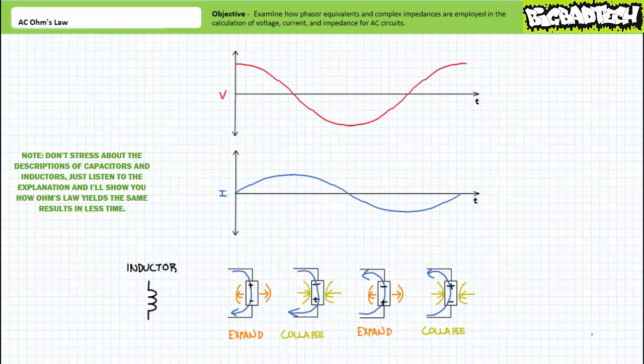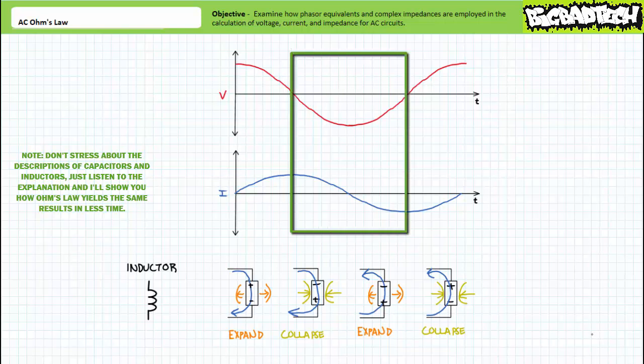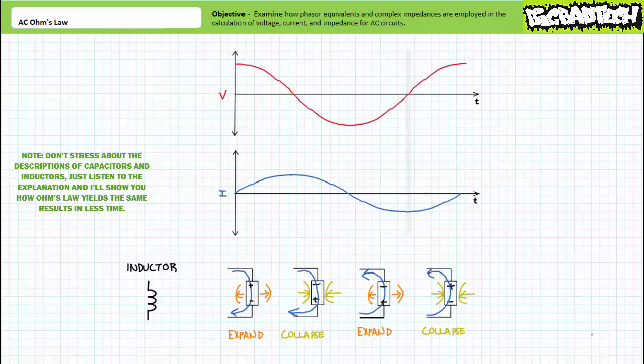Using this plot, it can be demonstrated that when current increases, a voltage differential occurs across the inductor. When current is relatively stable and at a positive maximum, no voltage differential occurs across the inductor. When current decreases and reverses, a voltage differential occurs across the inductor. When current is relatively stable and at a negative maximum, no voltage differential occurs across the inductor. When current increases and reverses, a voltage differential occurs across the inductor. We're right back where we started.